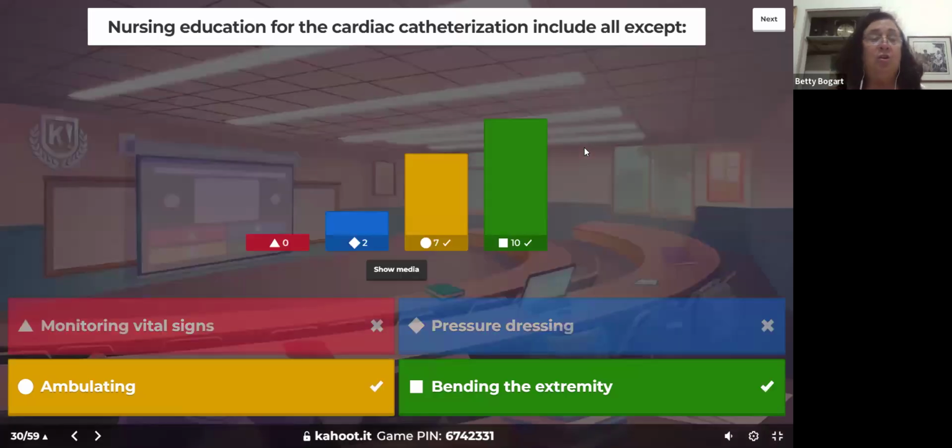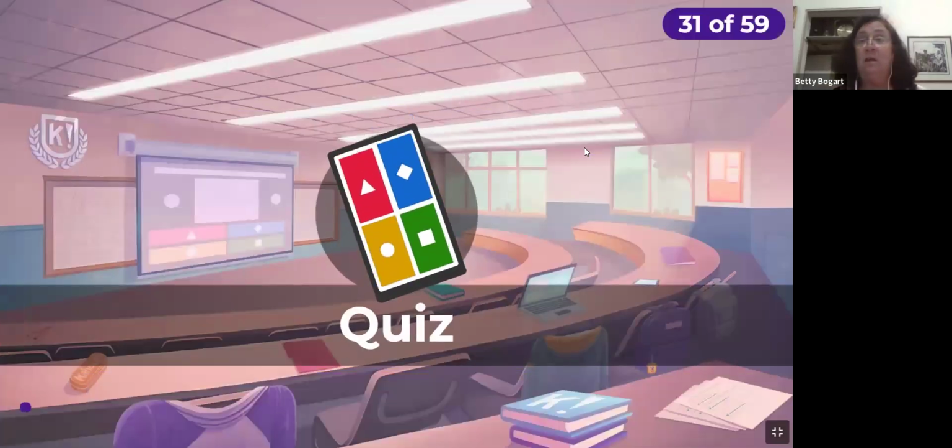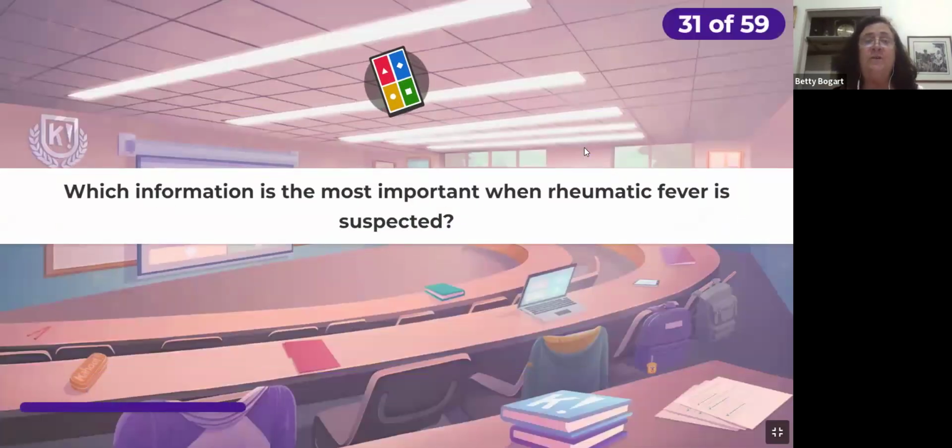So remember, you can't ambulate, 24 hours bed rest, and you need to keep that right leg straight. You're going to be monitoring vital signs, and you're going to have a pressure dressing there. Absolutely. Which information is most important when rheumatic fever is suspected?